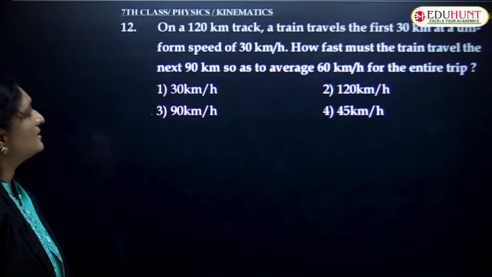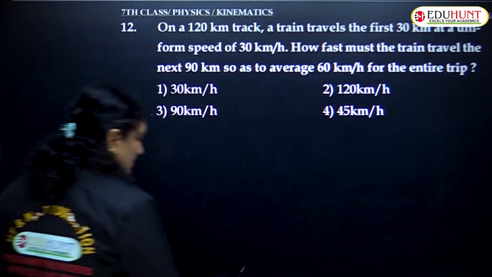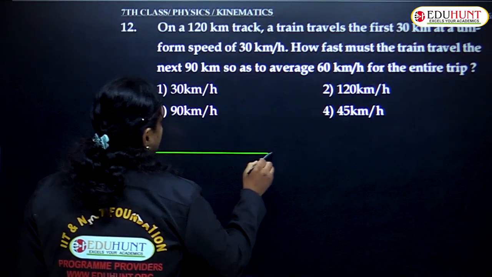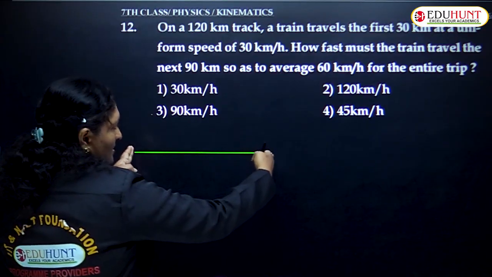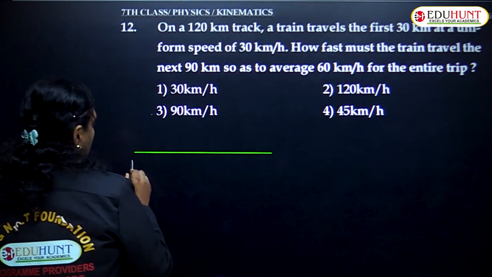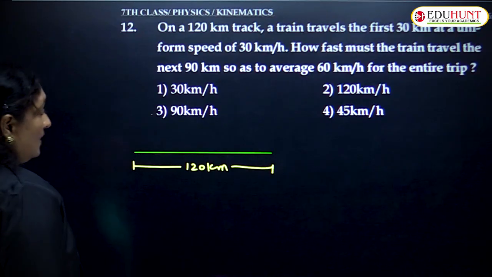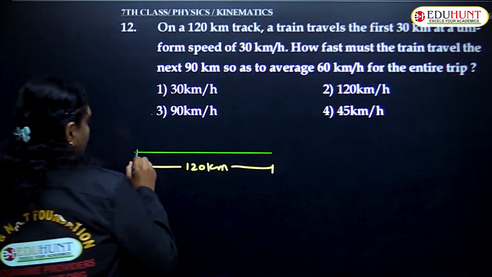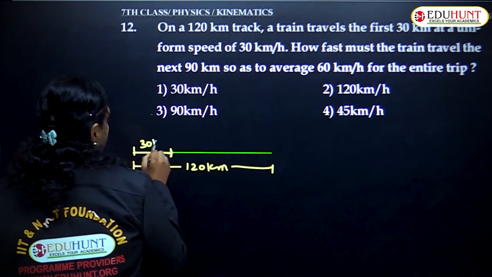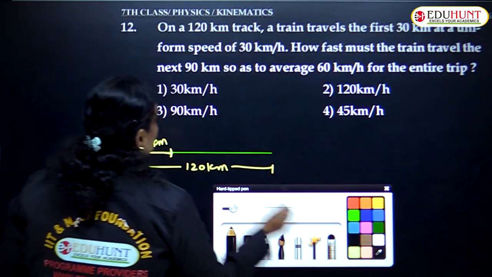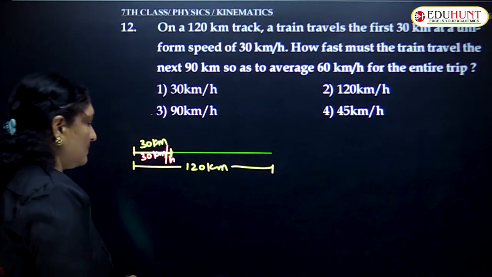On a 120 kilometer track, a train travels the first 30 kilometers at a uniform speed of 30 kilometer per hour. So if you look at here, what is the track distance they gave? 120 kilometers. Overall, it was given as 120 kilometers. A train travels the first 30 kilometers. Out of 120, the first 30 kilometers, the train travels with a speed of how much? 30 kilometer per hour.